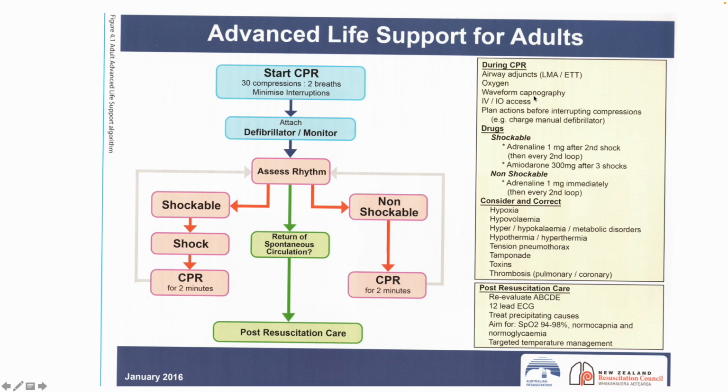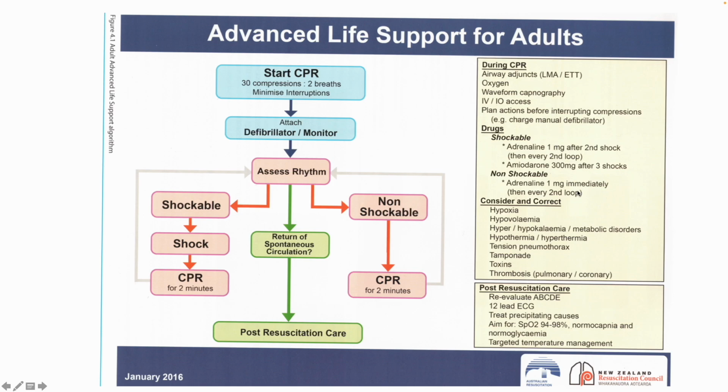In terms of the drugs that you give, it's adrenaline 1 milligram, so you can make it 1 in 10,000 by putting in 1 milligram, and then adding 9 mils of normal saline. And then if it's a shockable rhythm, you only give the 1 milligram after the second shock, and then every second loop. However, if it is non-shockable to begin with, then you give the 1 milligram immediately.